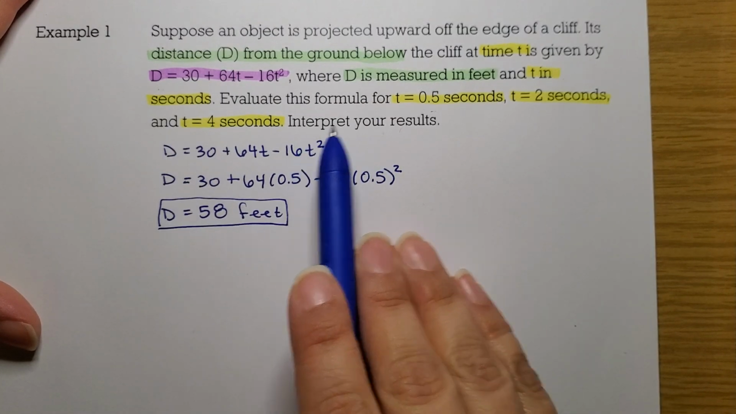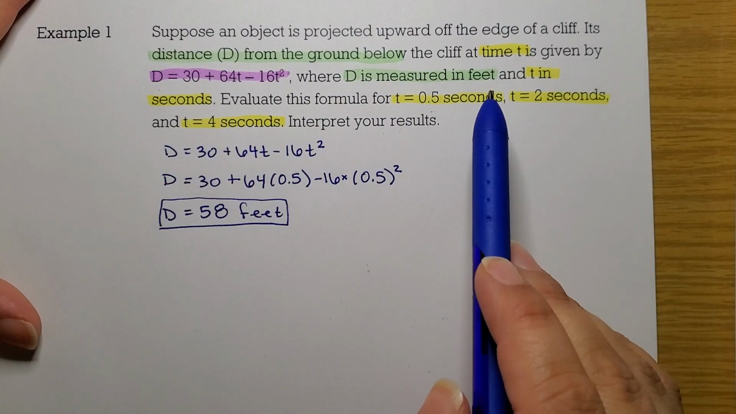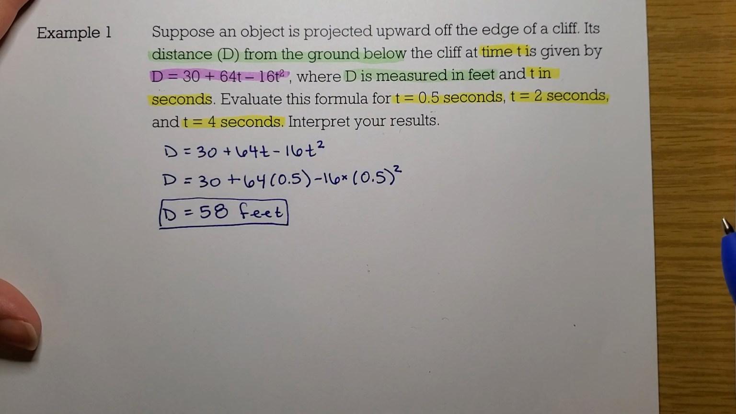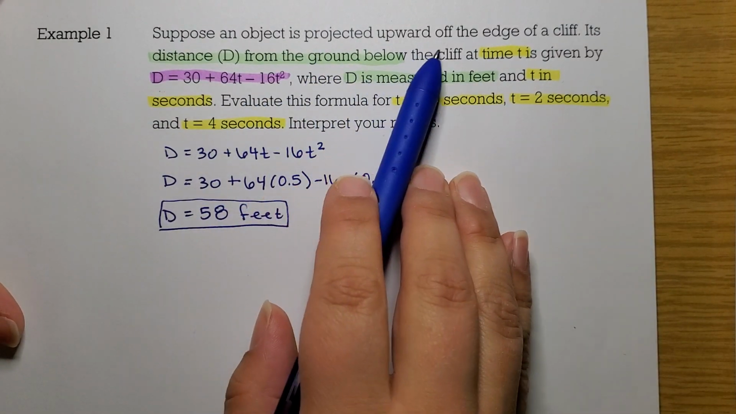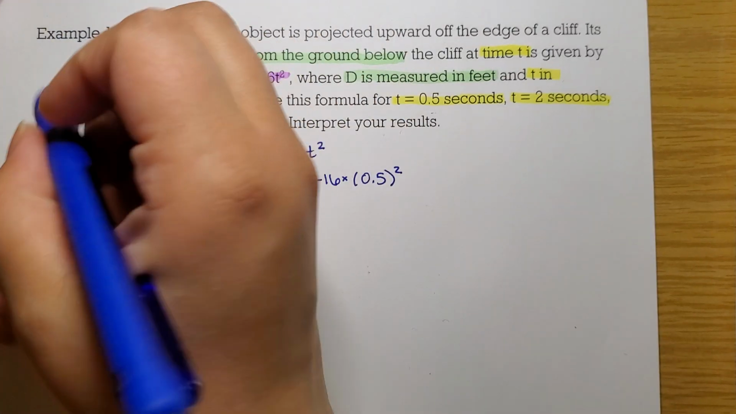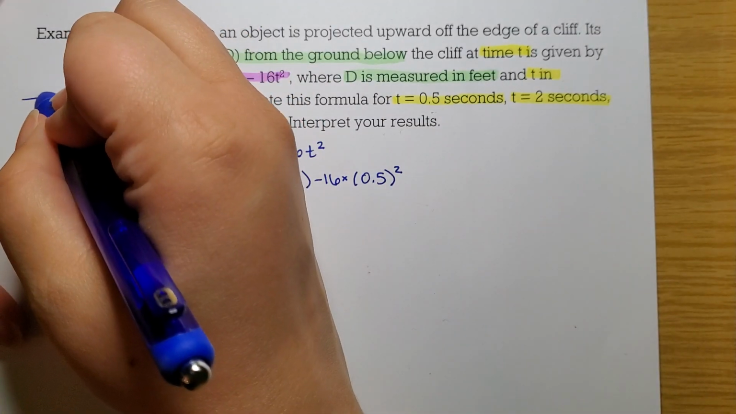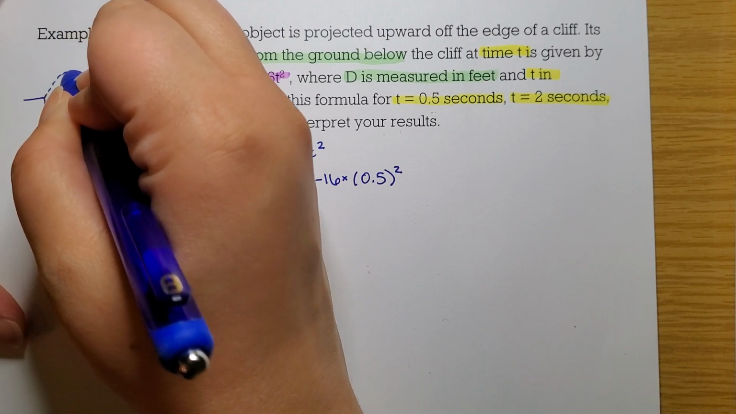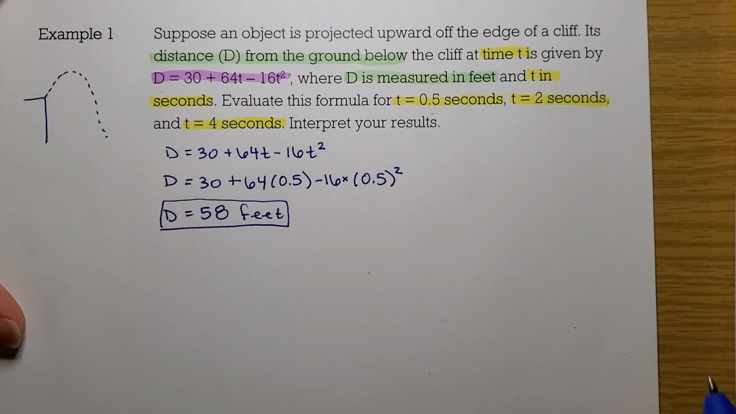Now, it also says to interpret our results here. So in this formula, it looks like little experiments going on. It says an object is projected upward off the edge of a cliff. So we've got a little cliff here, and let's say we're throwing a baseball or something off the edge of the cliff, and then it falls down, right? What goes up eventually comes down. And its distance from the ground below at time t is given by this formula.